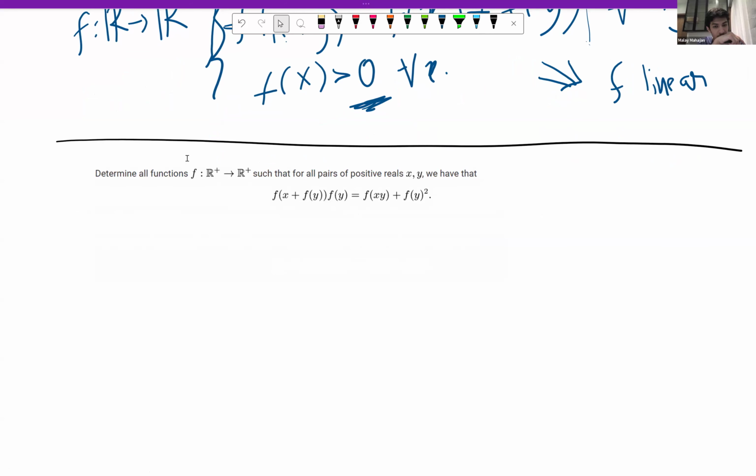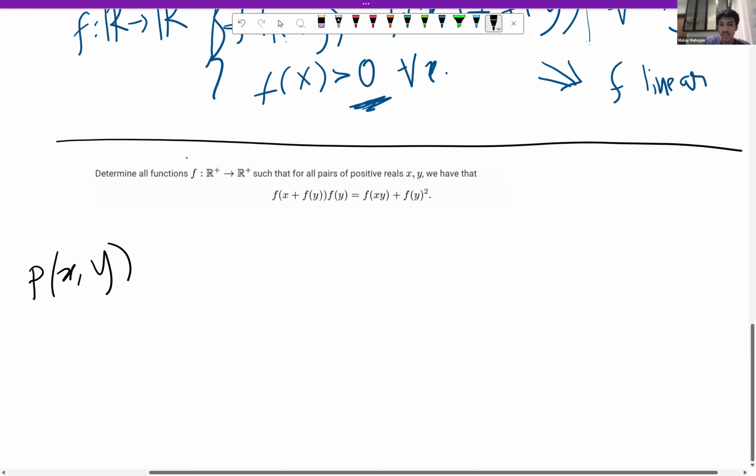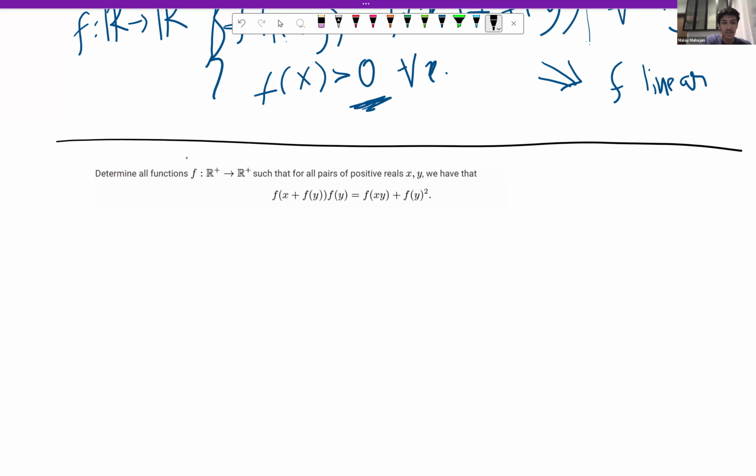Yeah, what I'm saying is that if you put x equals 1, you'll get f of 1 plus f of y times f of y equals f of y times 1 plus f of y. So f of y cancels because it's not 0. So you get f of 1 plus f of y equals 1 plus f of y. So in general, when I write this, it means the assertion x and y. I'll be using this notation throughout the class.